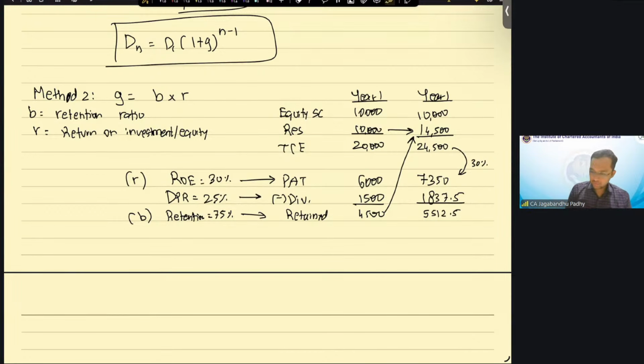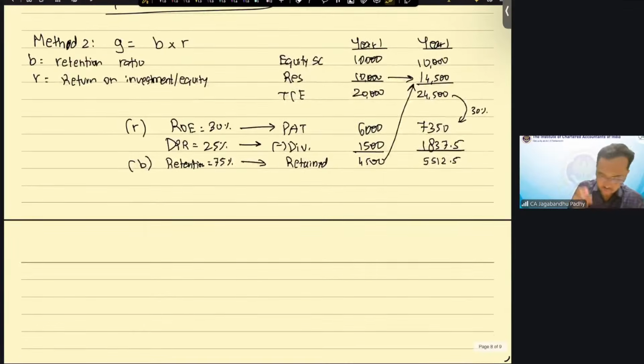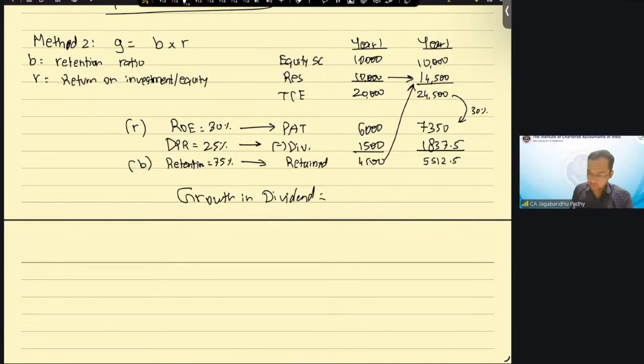Okay. So you have your dividend growing from 1,500 to 1837.5. Now, growth in dividend, if you just compute, it is 1837.5 minus 1,500 upon 1,500. So what's the growth rate that you observe?